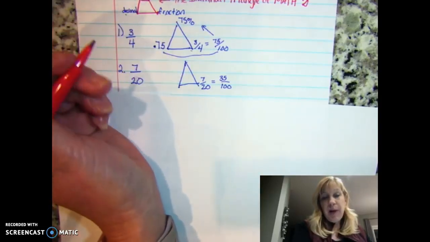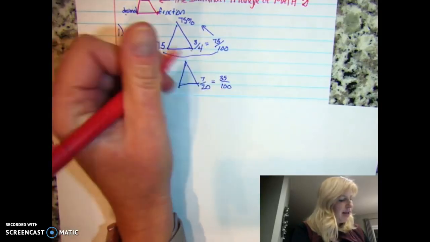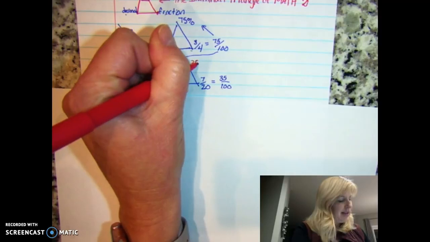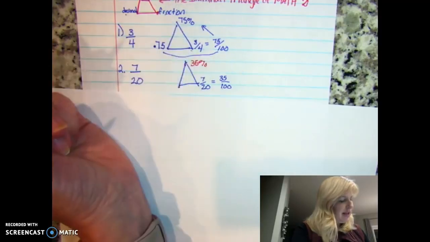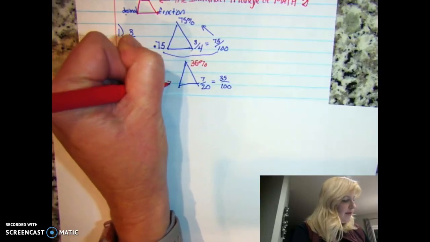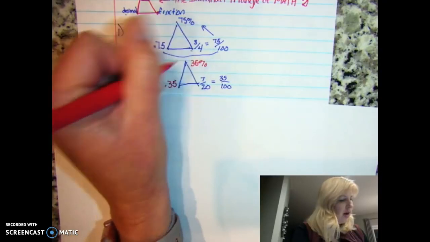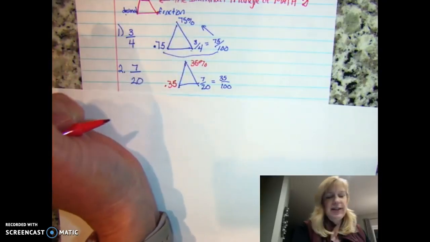Alright, so if you pause the video, what you should have had, and you saw I made the equivalent right here, so I gave you a little head start. You have a 35% and you have a 0.35 or 35 hundredths. All of those numbers represent the same amount.